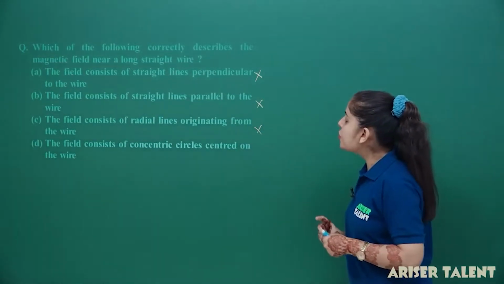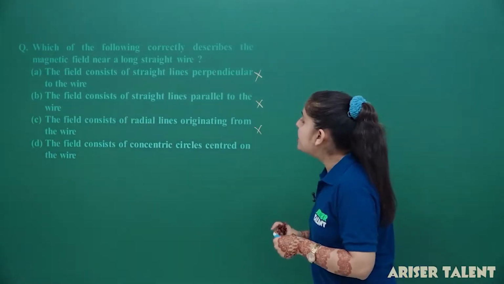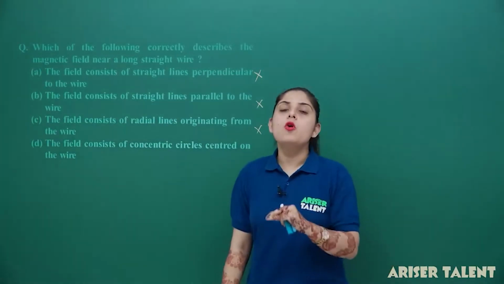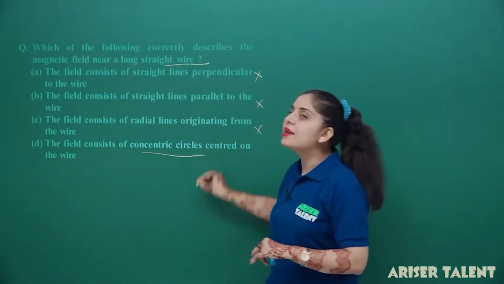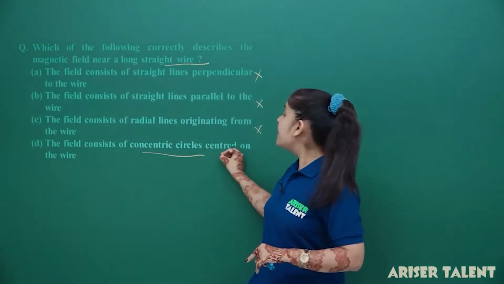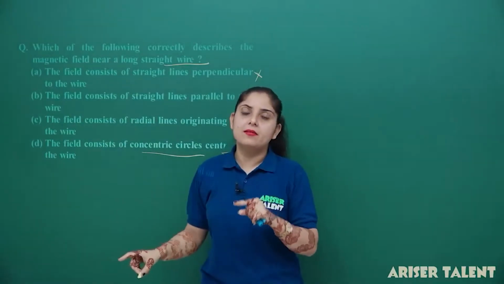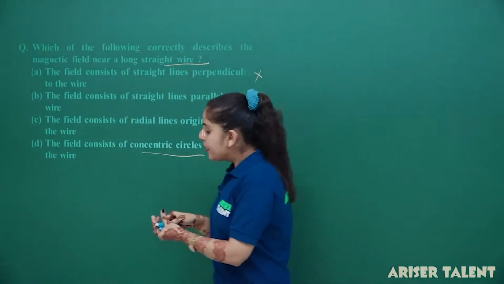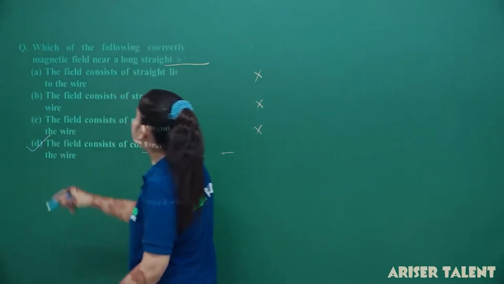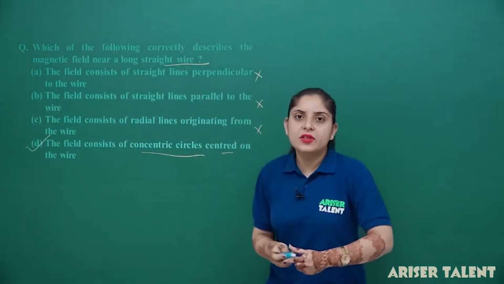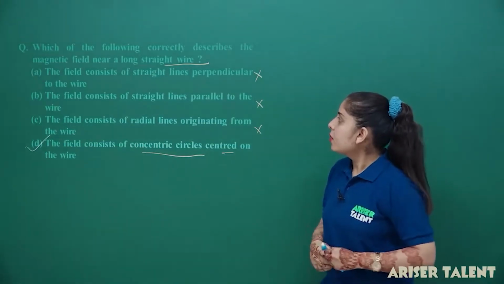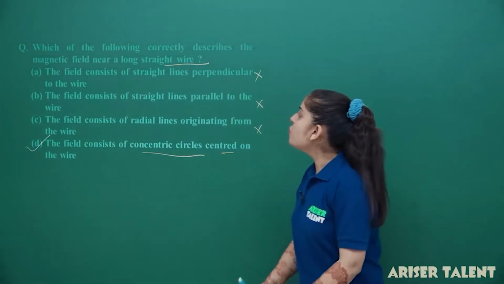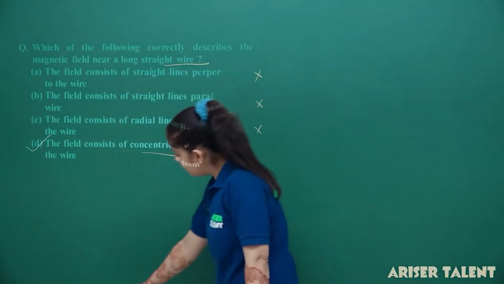The field consists of concentric circles centered on the wire. So the field due to a long straight wire will be concentric circles, and they have their center on the wire. So which will be the correct statement? Here we can see that option D is correct for a long straight conductor. So our option D will be correct here. Now let's move to the next question we have.